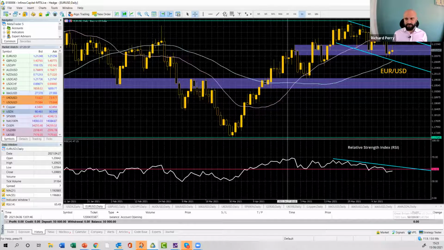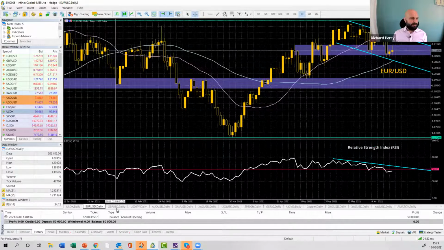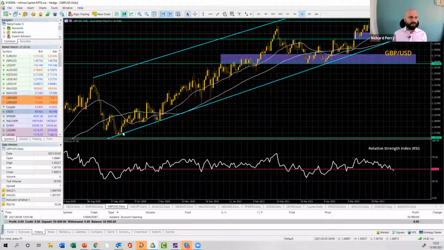I did also look for a trade looking to buy into support, 140 to 141 on cable. Yeah, I think this is an interesting one. I still think that there is upside in cable. And look at this.